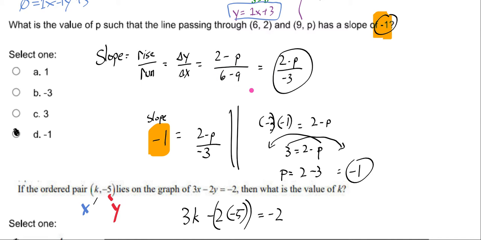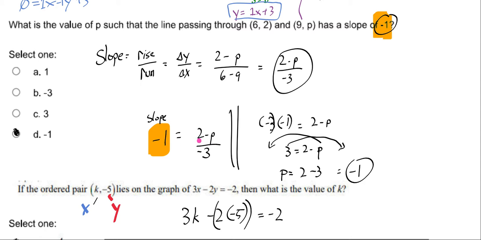I know that the slope is given to me. It's -1. So if that represents the slope and 2 minus p over -3 represents the slope, they're equal to each other. I can set them as an equation. Once I've got that, -1, the slope, is equal to 2 minus p over -3, also the slope, then I can fiddle around until I get that p.